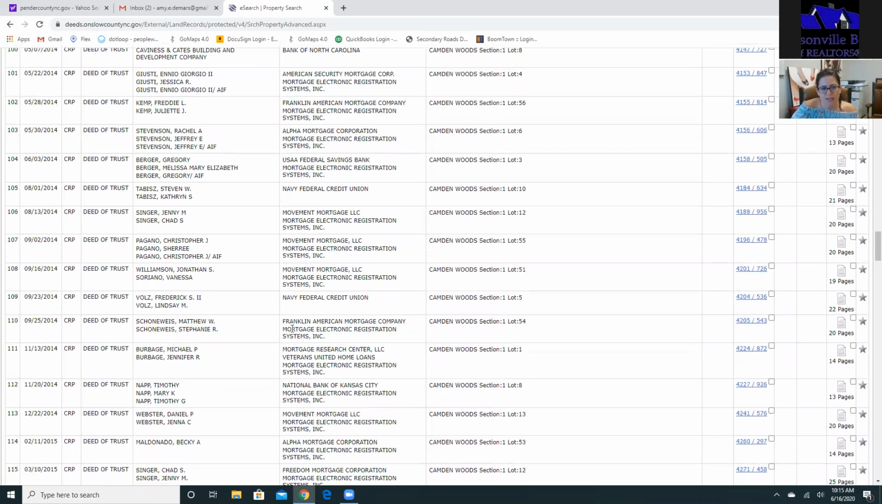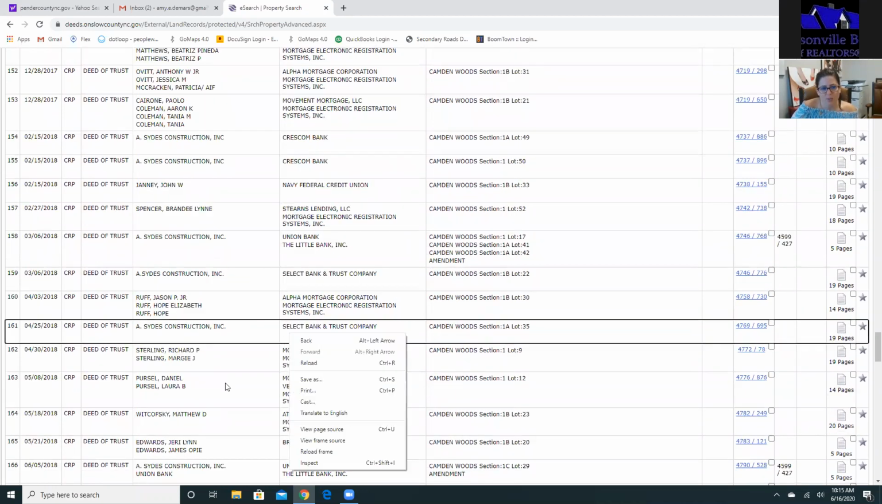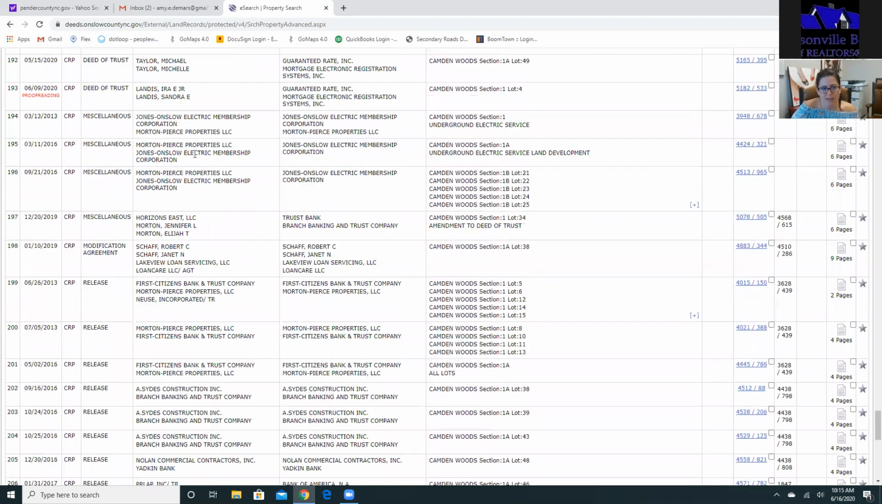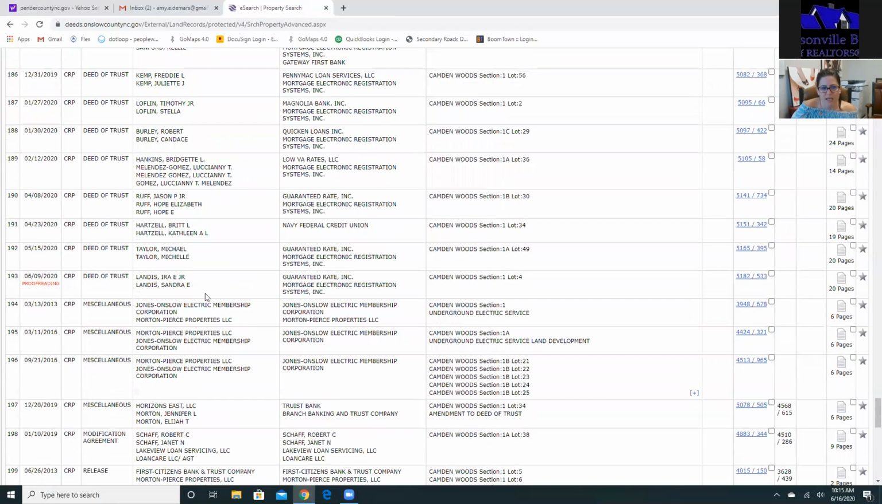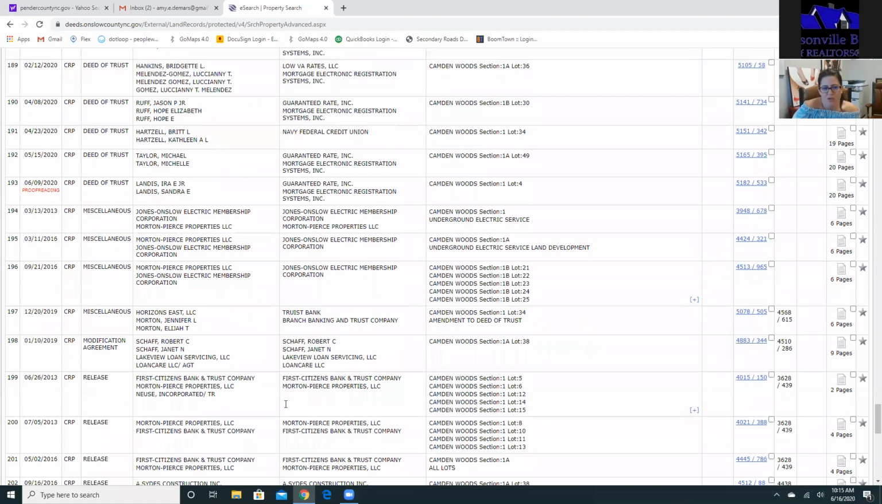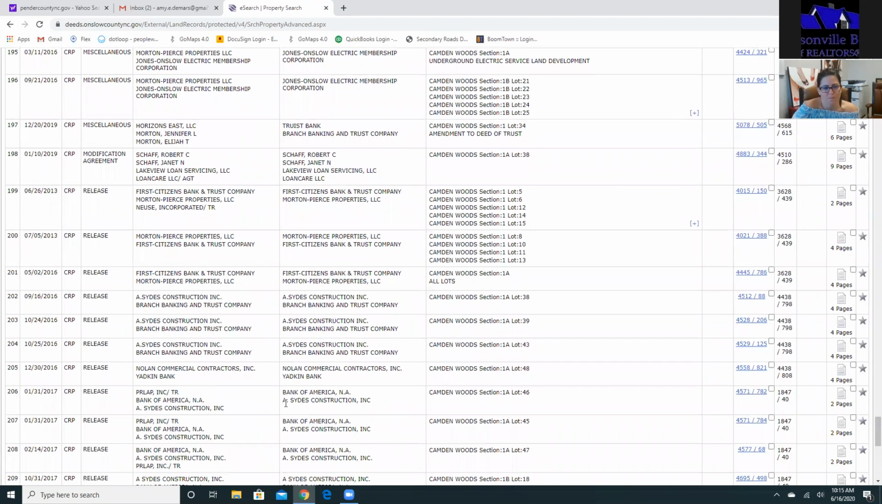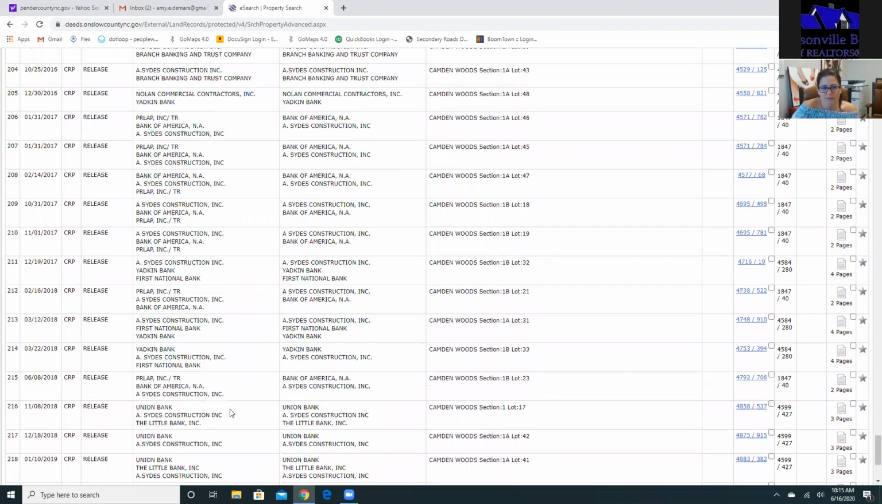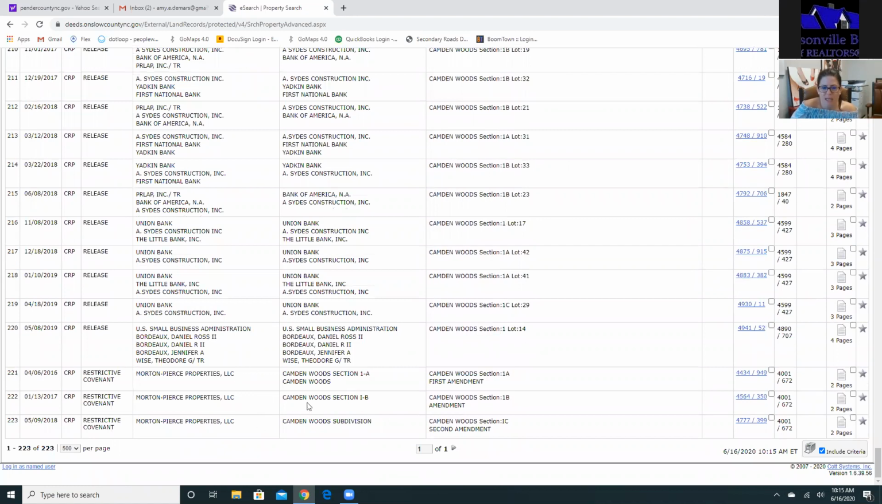And you'll see if we scroll down here that everything in this type of property search really are deeds, deeds of trust, and you'll get some miscellaneous, and a lot of the miscellaneous are going to be easements. So you'll see a lot of Jones Onslow and all of that kind of stuff where they put the wires underground. So if you're ever looking for something like that, you could do that within that property search. You'll also have release of deeds and deeds of trust. And sometimes you'll see a couple restrictive covenants, but they do not have to be necessarily in this property search. But this is a good place to start if you don't know what you're looking for.